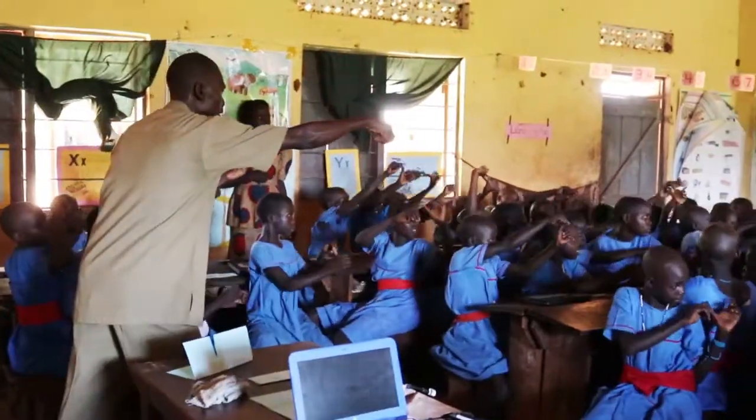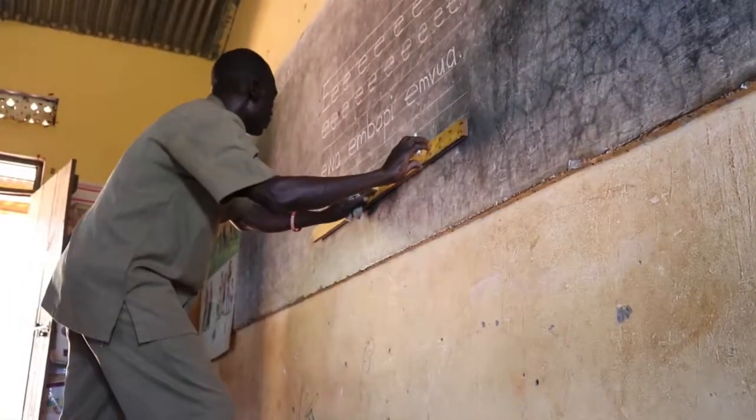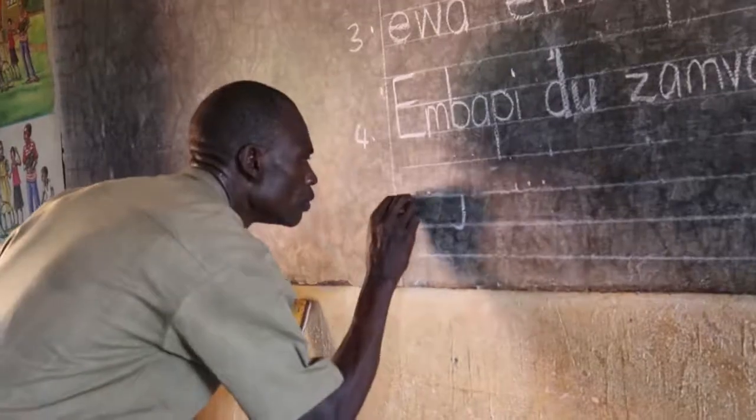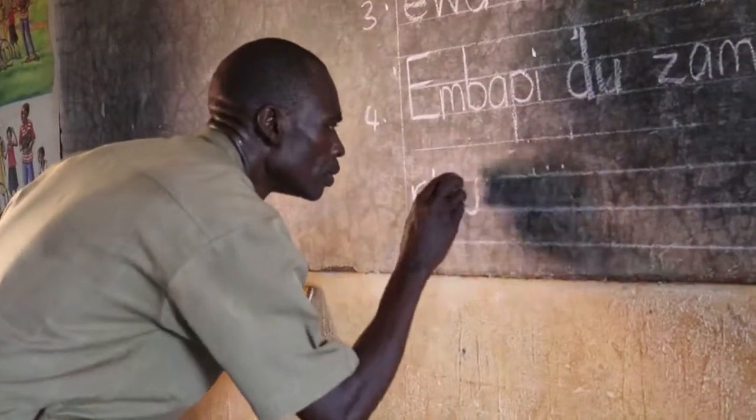The class ends with an assessment and consolidation. Here, Teacher James identifies words for spelling and writing.